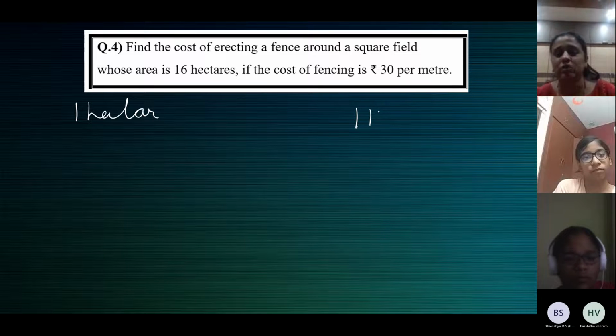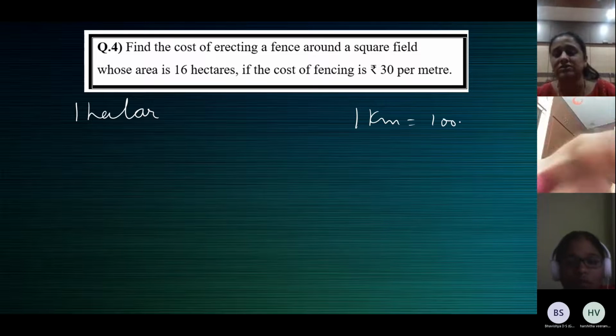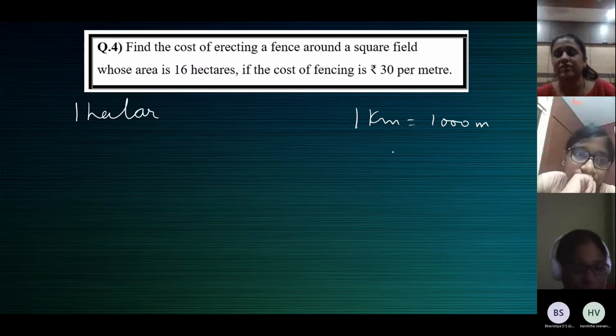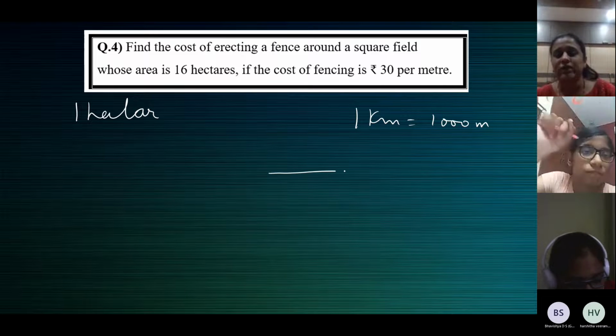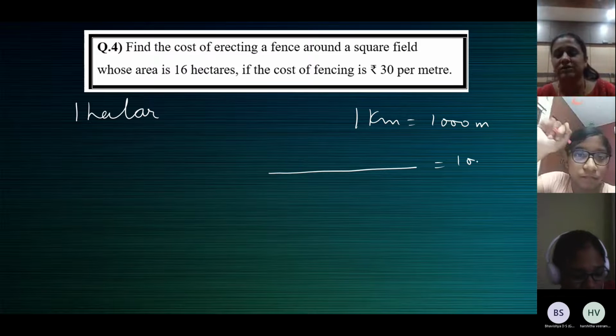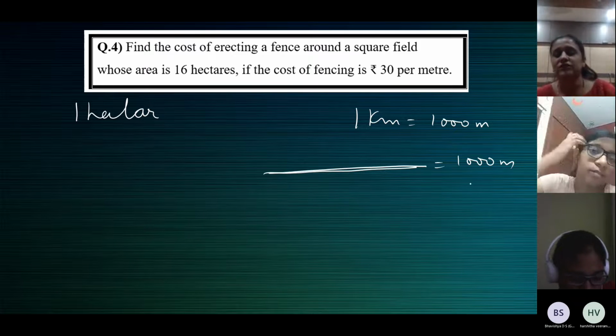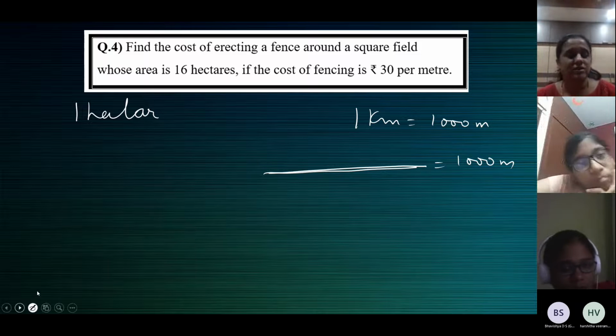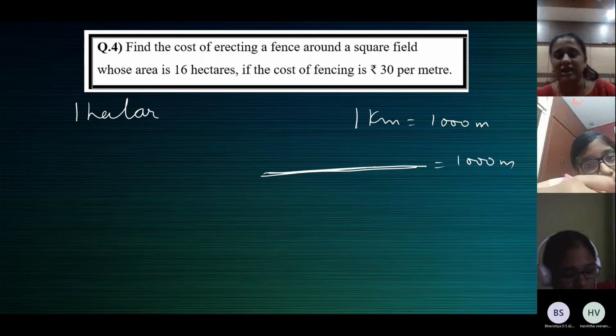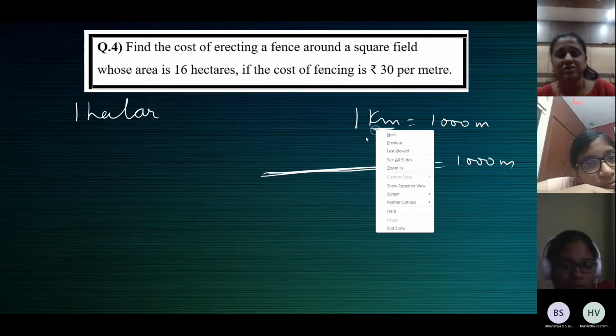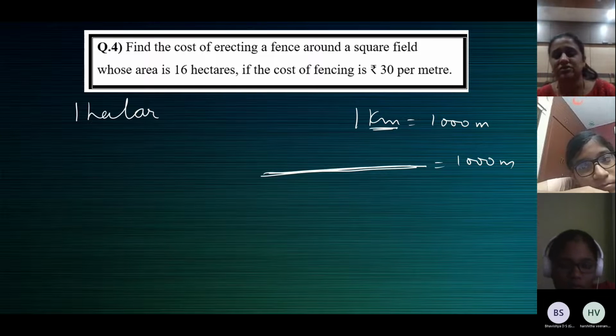Like how we say 1 kilometer is 1,000 meters. This is for length. A length or distance of 1 kilometer is equal to 1,000 meters. 1 kilometer may represent the distance between two places.